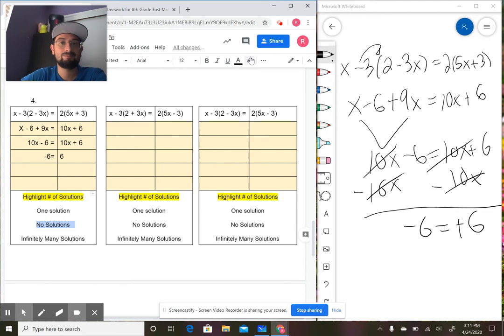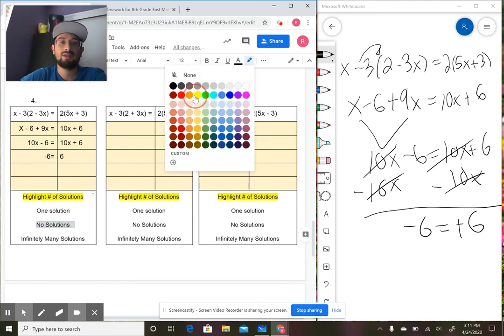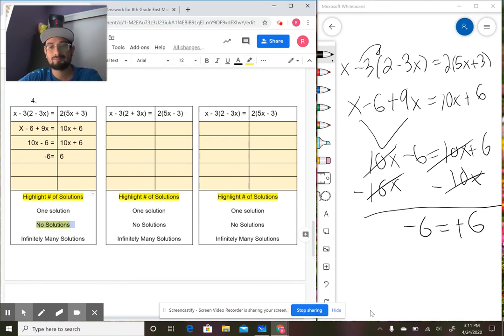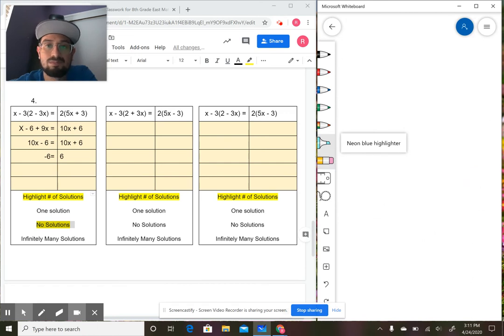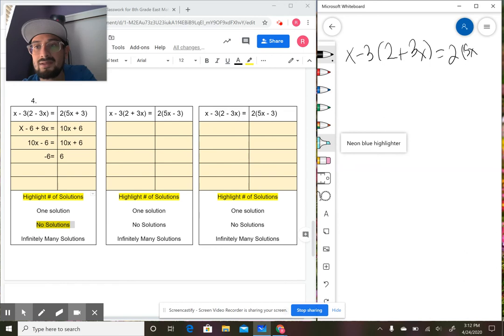There you go. Okay, so we have 2 more problems. So I'm going to clear my canvas now. Okay, so now x minus 3 times 2 plus 3x is equal to 2 times 5x minus 3.